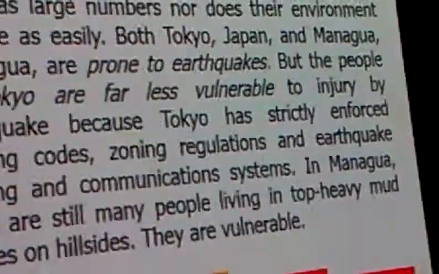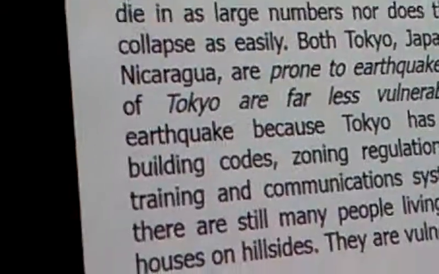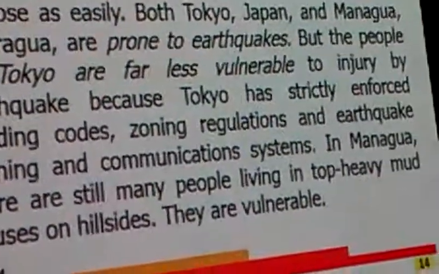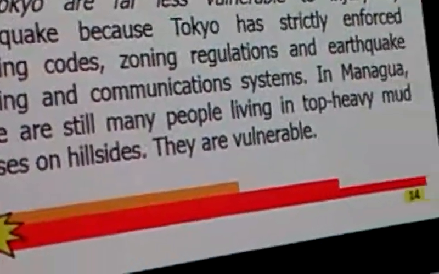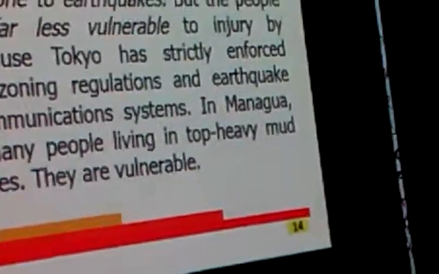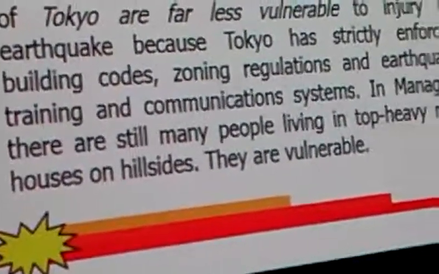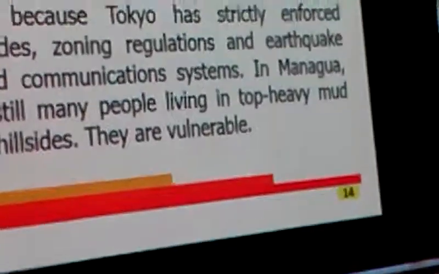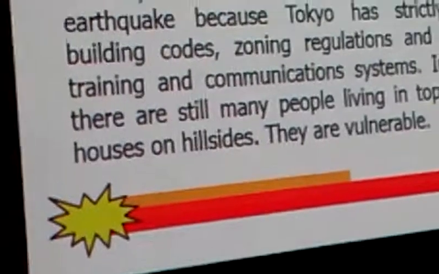Both Tokyo, Japan, and Managua, Nicaragua, are prone to earthquakes, but the people of Tokyo are far less vulnerable to injury by earthquake because Tokyo has strictly enforced building codes, zoning regulations, and earthquake training and communication systems. In Managua, there are still many people living in top-heavy mud houses on hillsides. Clearly, they're going to be more vulnerable.